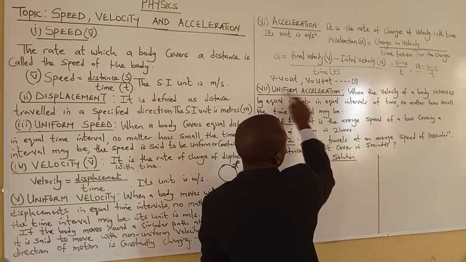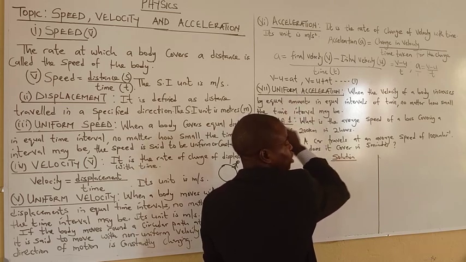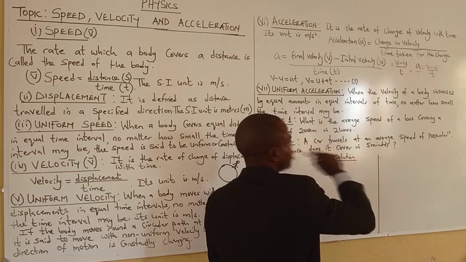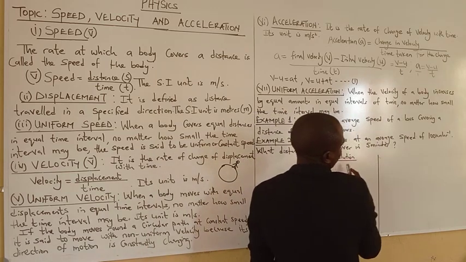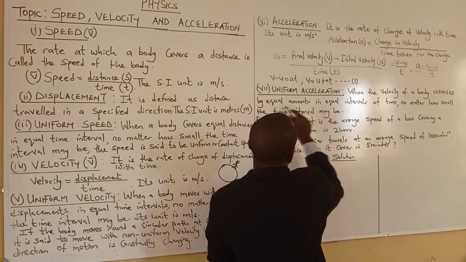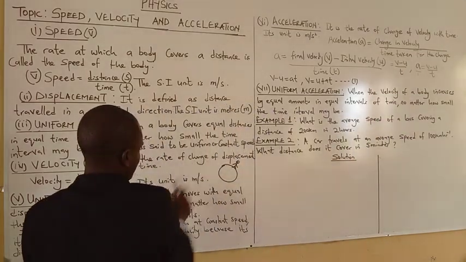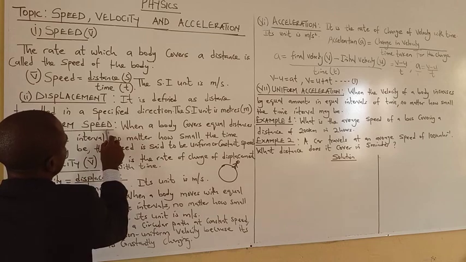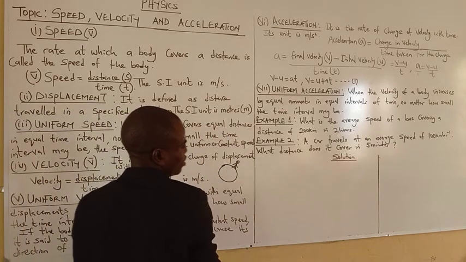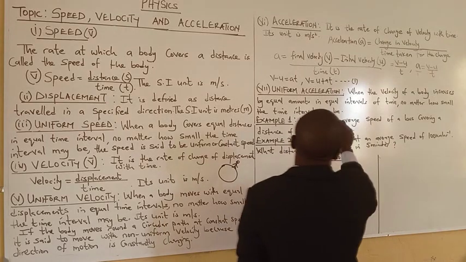I told you when you are dealing with uniform velocity, uniform speed or uniform acceleration, you must introduce equal amounts in equal intervals of time. The only difference is that you have to take note of when to use velocity and when to use displacement. When you are dealing with uniform velocity, you use equal displacements, and when you are dealing with uniform speed, you use equal distances. That's just what needs to be noted. Okay, no matter how small the time interval may be.